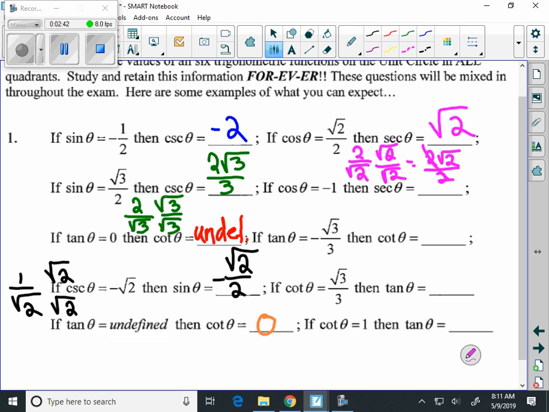Luckily, I've got some space here. If the cosine of theta equals -1, then the secant is the reciprocal of that, which is still -1.